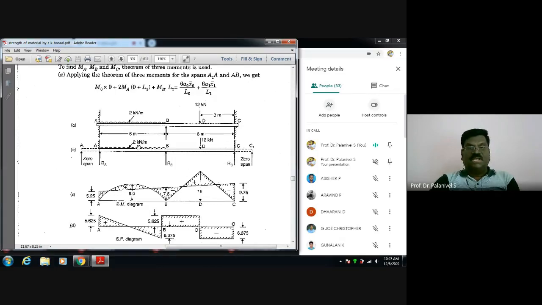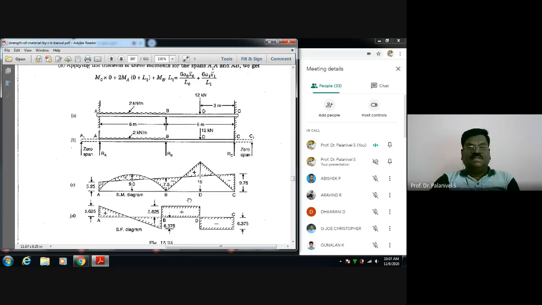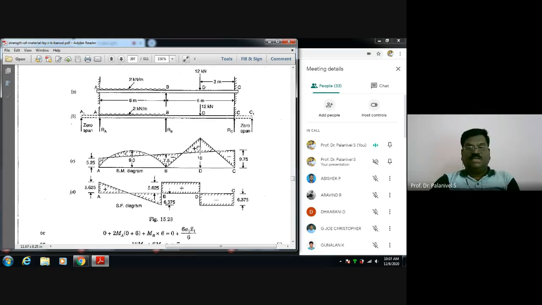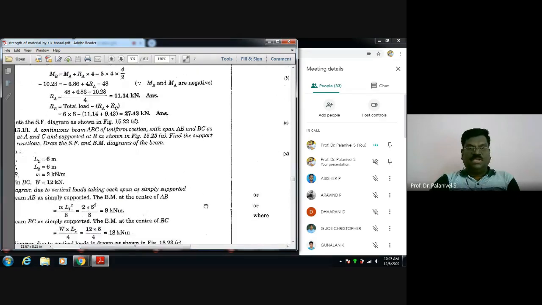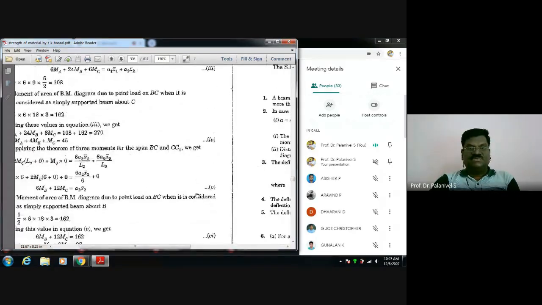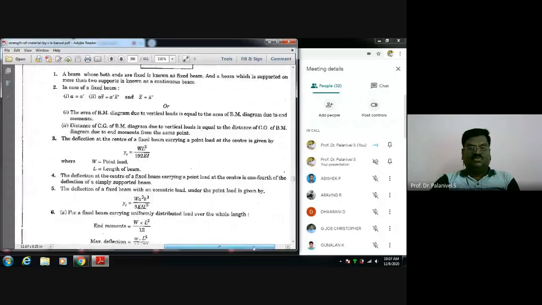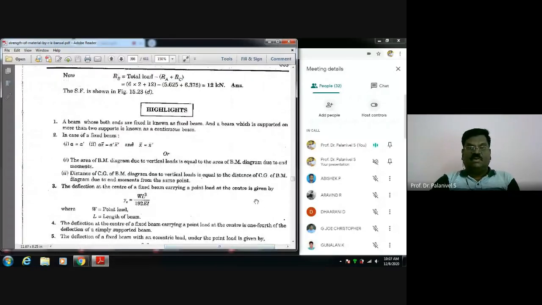You have to take span AB and then span BC. Take moment about either A or B, whichever way it is done, and then you can compute. By taking moment of the forces about the support and equating it to the known moment, you can compute the support reaction. This is the way the problem has been solved here. It's a worked example to go through. With that, the chapter is over in the textbook.